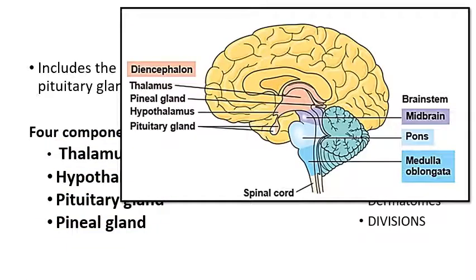So here we are. Notice that the pink coloration here indicates the diencephalon. Right, so we have the thalamus, the hypothalamus, where hypo means underneath, right? And then below the hypothalamus we have the pituitary gland, and then farther back we have the pineal gland back here. Right, so those 4 things are the diencephalon.